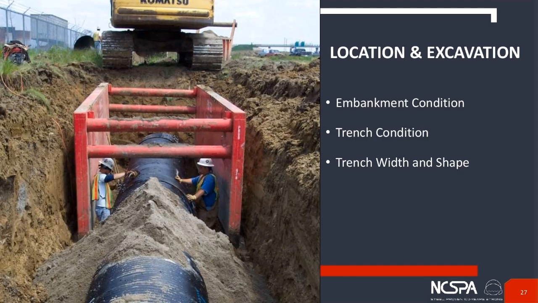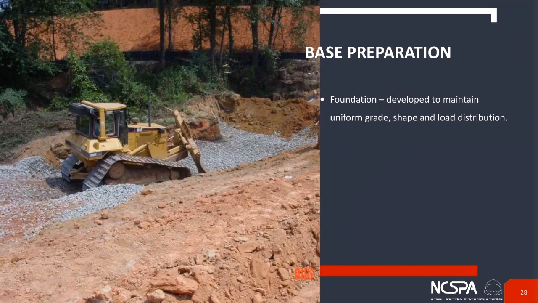So the first thing that we really want to talk about is location and excavation. And we really look at two types of conditions when you're installing pipe. You have your embankment condition, which is where you're essentially setting the pipe onto the natural ground and backfilling it from there. And then trench conditions, which is a trench where you're digging a hole and you have walls to compact against. And those are where you really need to be conscious of the shape and the width of your trench while you're going into your installation.